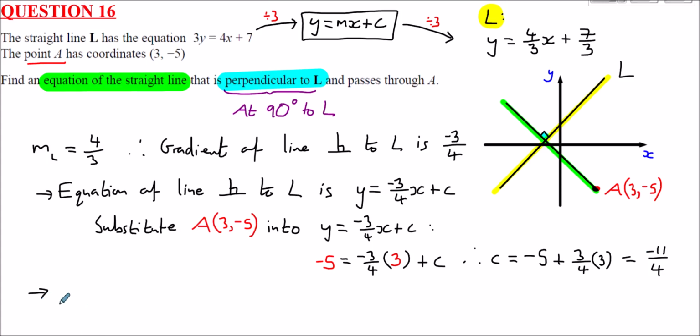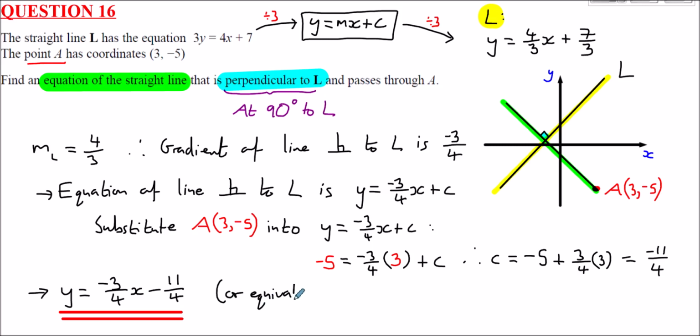So the equation of this line is y = -3/4 x - 11/4. Now it does say here, find an equation of the line, so that's just one equation. So I'm just going to put here, or equivalent, because you could write that same equation in a different way. For example, you could multiply by 4, and that'd still be effectively the same equation. So if I times both sides by 4, I could also have 4y = -3x - 11. That would also be a valid way of writing the equation of that line.